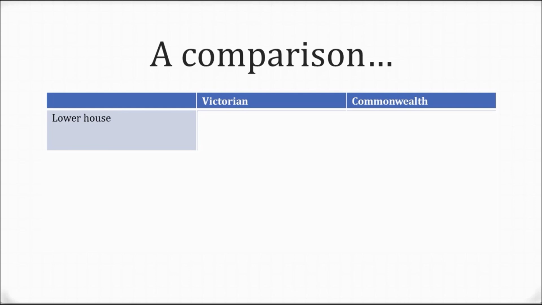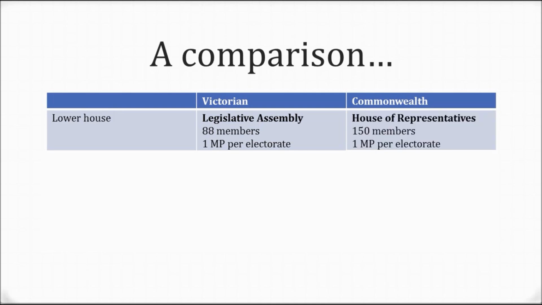Okay, so just to do a quick comparison between the Victorian Parliament and the Commonwealth Parliament. The Lower House in Victoria is known as the Legislative Assembly. There are 88 members in the Legislative Assembly, and just one MP is elected per electorate, so there are 88 electorates throughout Victoria. In the Commonwealth Parliament it is known as the House of Representatives, and there are 150 members in the House. Again, one MP is elected per electorate, so there are 150 electorates throughout Australia.